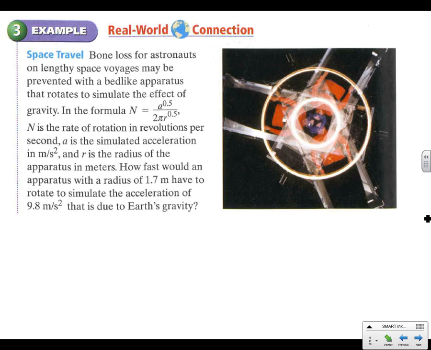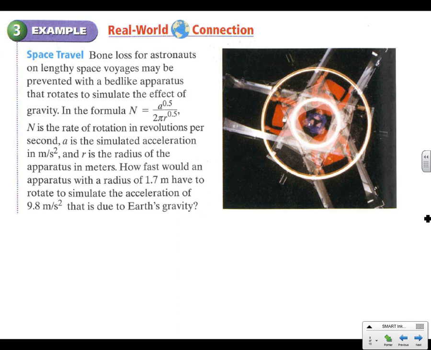All right, so let's take a look at our real-world connection. Bone loss for astronauts on lengthy space voyages may be prevented with a bed-like apparatus that rotates to simulate the effects of gravity. Here's our formula. N equals a to the 0.5 all over 2 pi r to the 0.5.